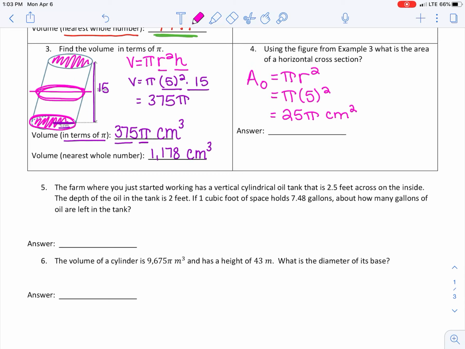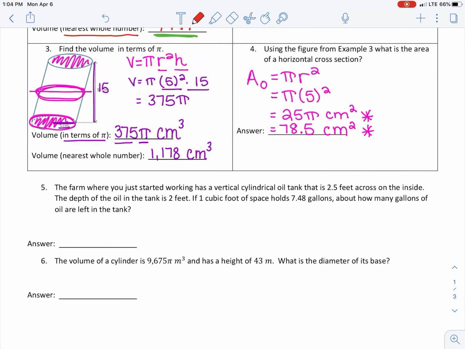Now, 25 pi centimeters squared would be a good answer, or if it asks for you to give that as a decimal answer, we could say that this is also 78.5 centimeters squared, and that would just be you taking 25 times pi, okay? So either one of these answers we would accept because it does not specify in the directions what it wants.